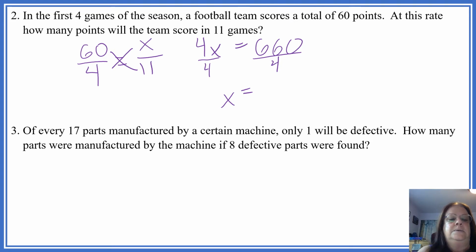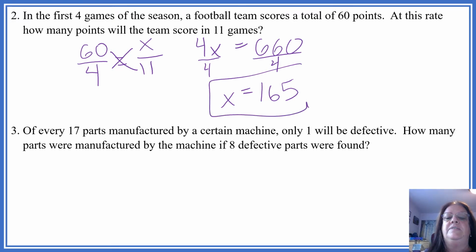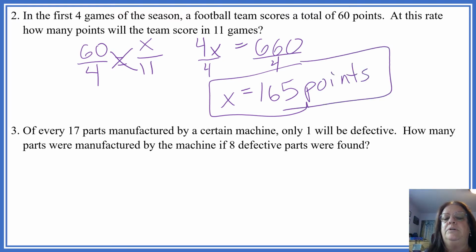and let's see, 660 divided by 4 is 165 points. You always want to put, on a word problem, you always want to put your units on it.